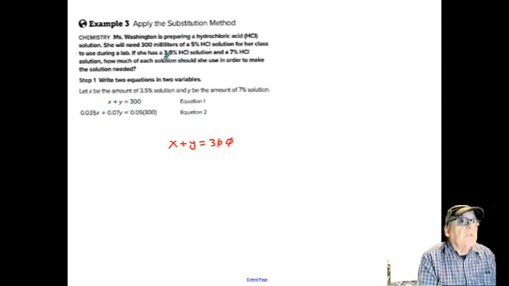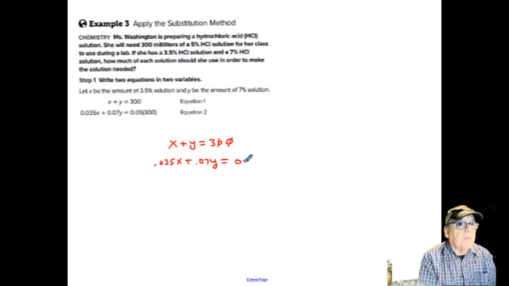And the percent solution is 3.5% of, say, our x solution. Well, now as a decimal, you have to move the decimal 2 places to the left. That's a 0.035x and plus 0.07y. And that's going to equal the total in concentration that she needs, which is 5%, which is 0.05 times 300. So that's where the two equations come from.